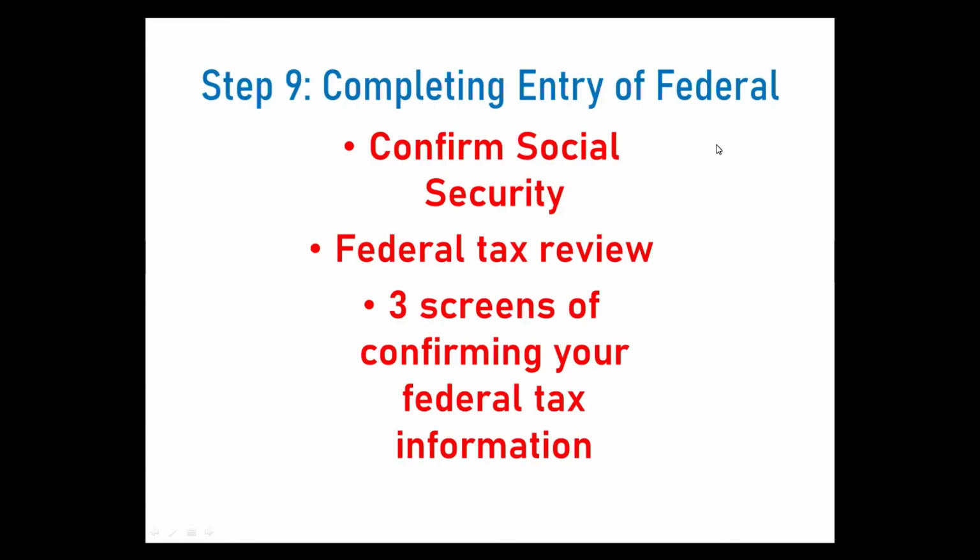Step 9, completing entry of federal. At this point, we're just finishing up on our federal. So you're going to confirm your Social Security number, and if you have dependents listed, you may have to confirm theirs as well, whatever your screen is telling you. You're going to get a federal tax review. Then you're going to get 3 screens confirming your federal tax information. On these next 3 screens, it's just asking you to confirm your federal tax information.